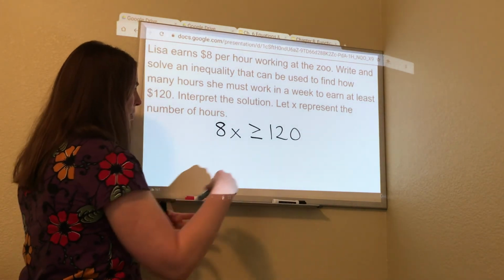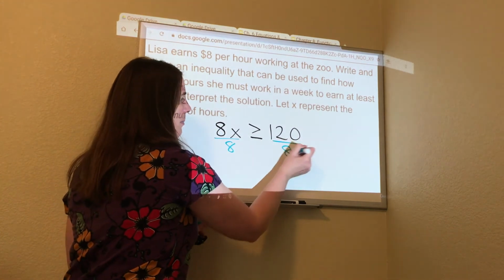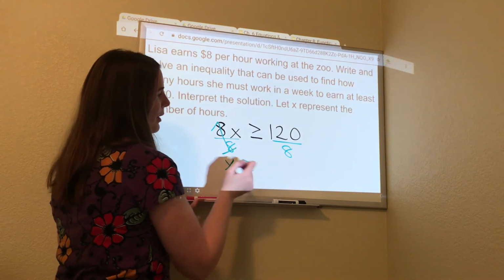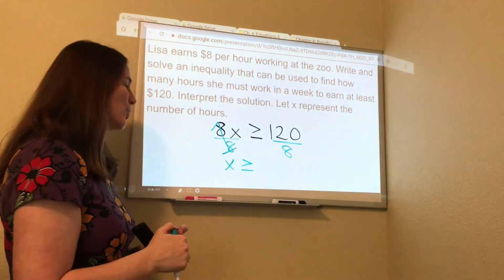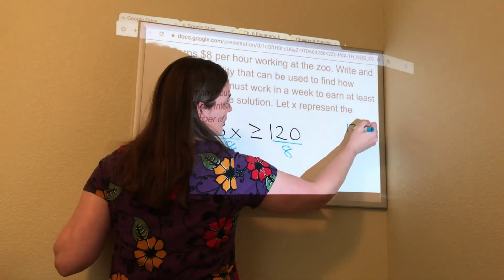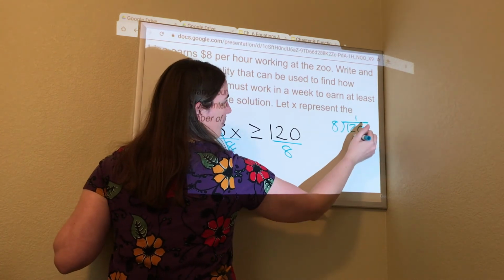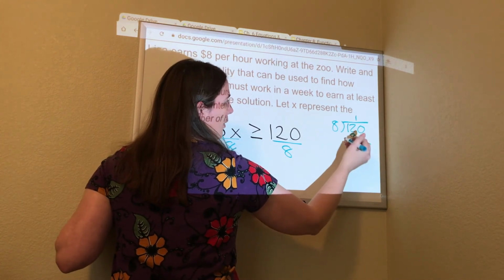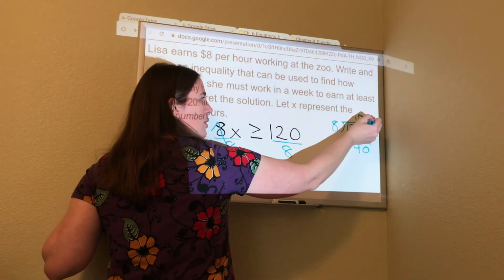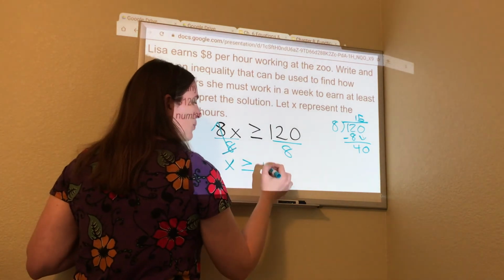I see that x is being multiplied, so I'm going to divide by 8 on both sides. So I get x is greater than or equal to 120 divided by 8. I'm going to have to do this off to the side. 8 goes into 12 one time, and then you bring down the 0, so you get 40, so it'd be 15. So x has to be greater than or equal to 15.